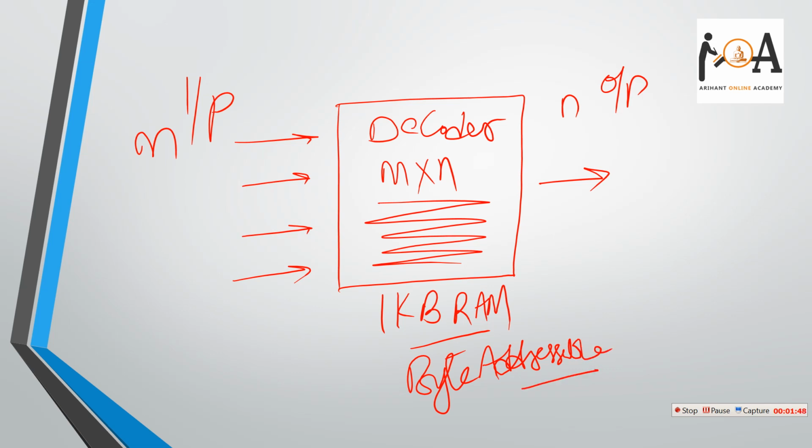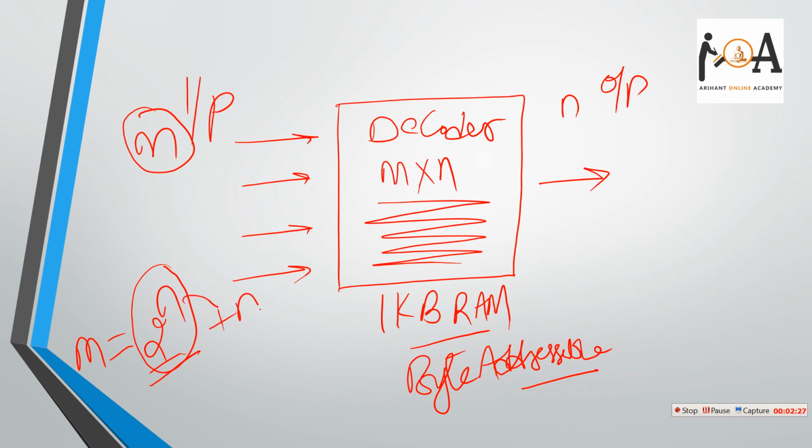For a decoder, we know the concept that total input lines are of 2 to the power n. So M is nothing but 2 to the power n, because here M is input lines, and n is a convention we are using here. And N is the output lines. So for a decoder, if 2 to the power n is the input lines, then the output lines are n. So M plus N is 2 to the power n plus n.